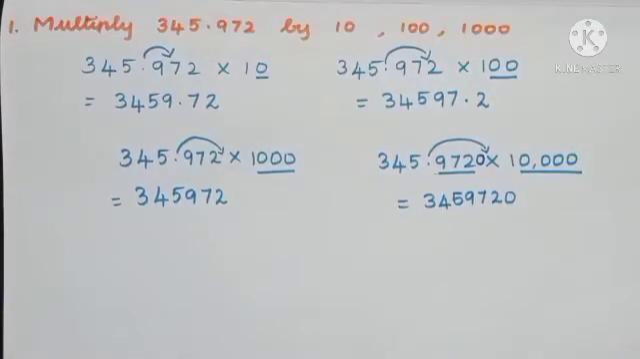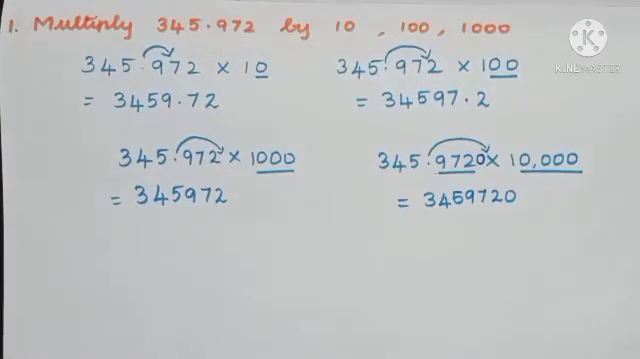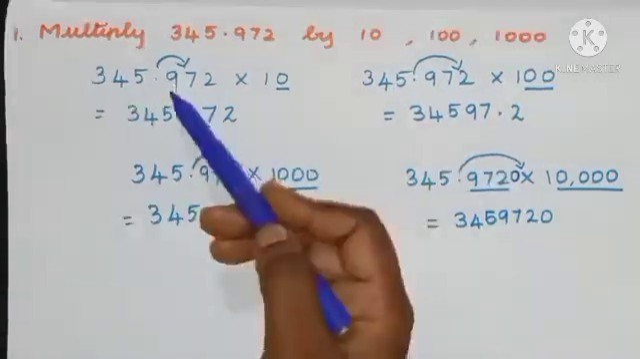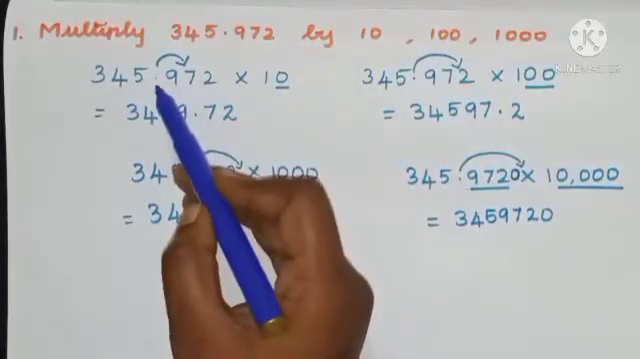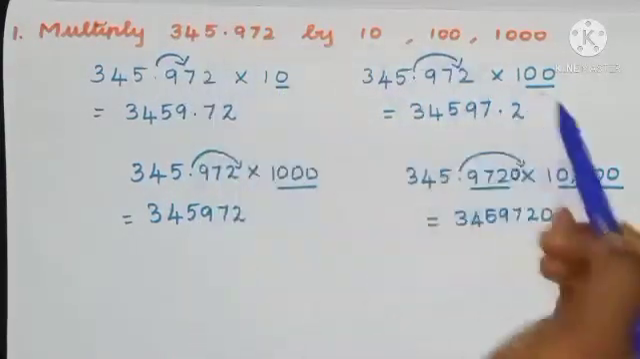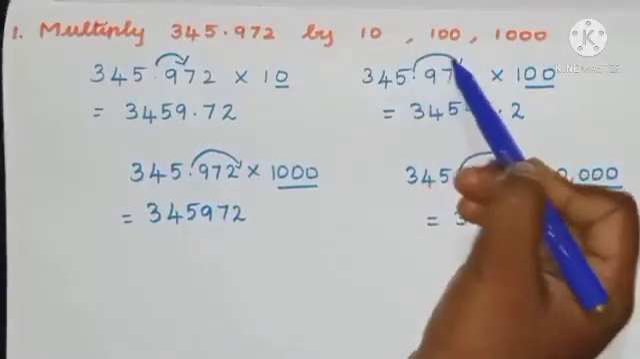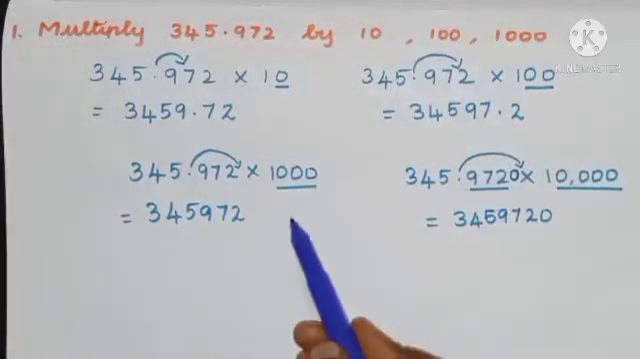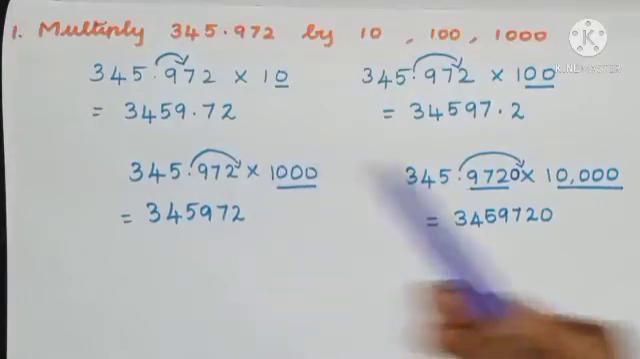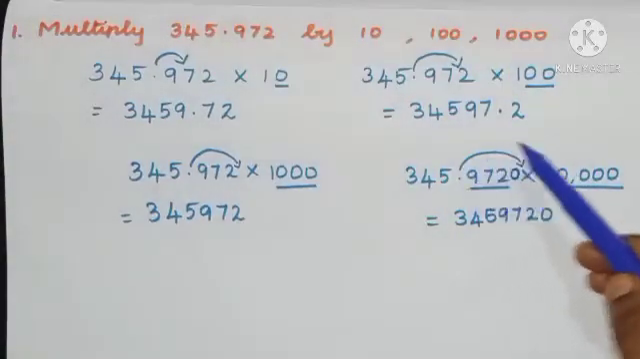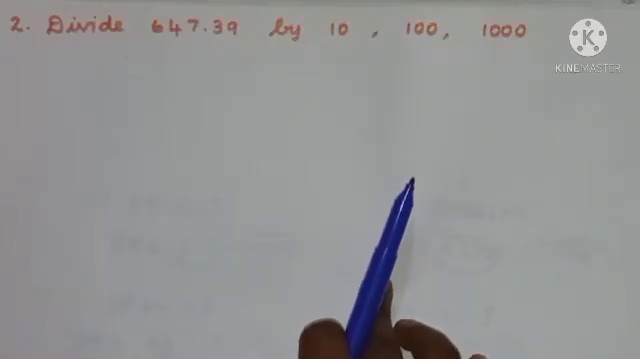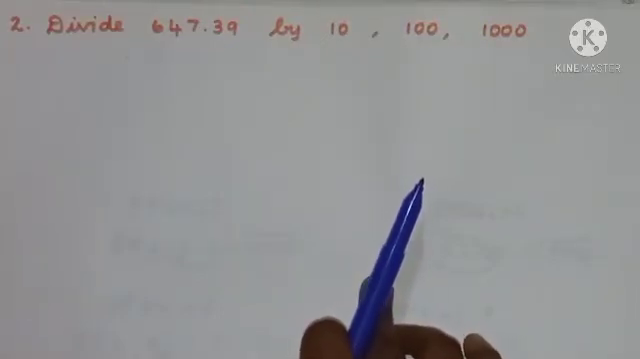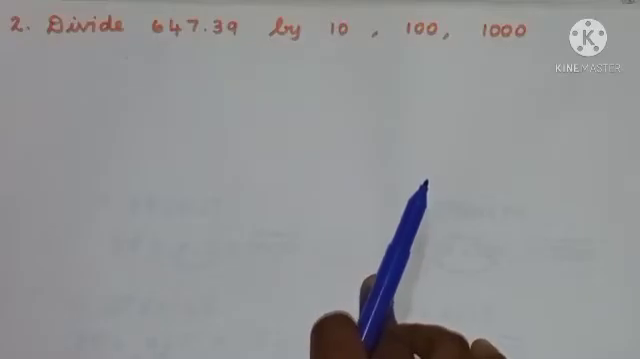Clear? Like this only you have to multiply the decimal number by 10, 100, 1000, 10,000. Here we have only one 0, so you have to move 1 place towards the right. Here we have 2 zeros, so you have to move 2 places towards the right. 3 zeros means 3 places towards the right and 4 zeros means 4 places towards the right. Okay, now let's see how to divide a decimal number by 10, 100, 1000.